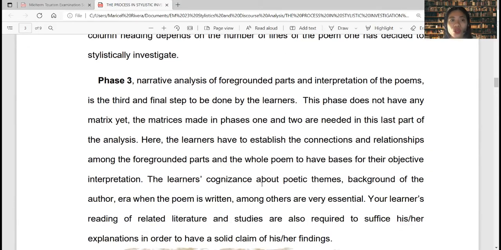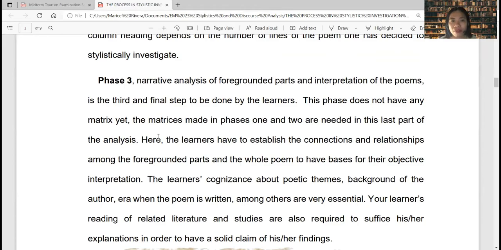So phase 3, the narrative analysis of foregrounded parts and interpretation of the poems, is the third and final step to be done by the learners. This phase does not have any matrix. So the matrices made in phase 1 and 2, those are the things you need in the last part of the analysis. Here you are going to say it in narrative form.